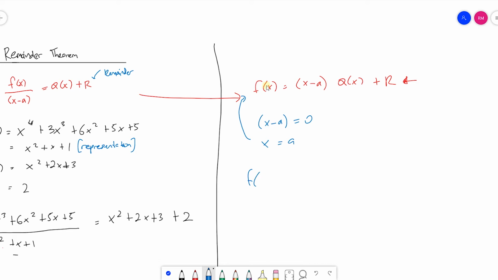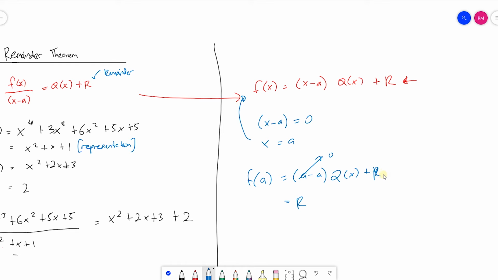F open bracket, instead of x, I'm going to substitute with a. So a minus a times qx plus r. So a minus a is equal to 0, right? So 0 times qx will be 0. So we'll be getting the remainder straight away. So this is more like a shortcut, or a simpler method for us to get the remainder only.